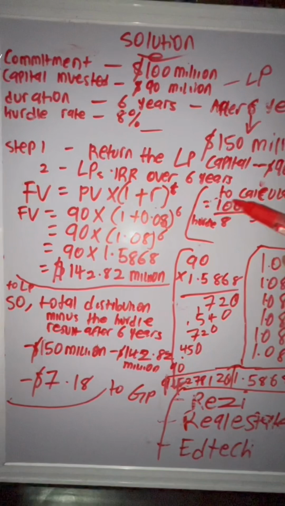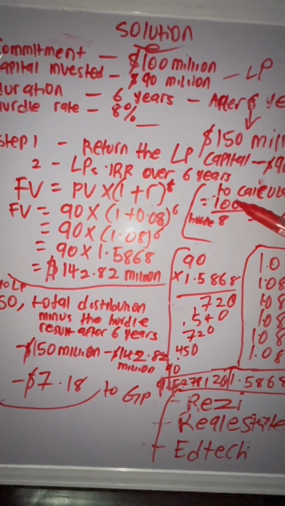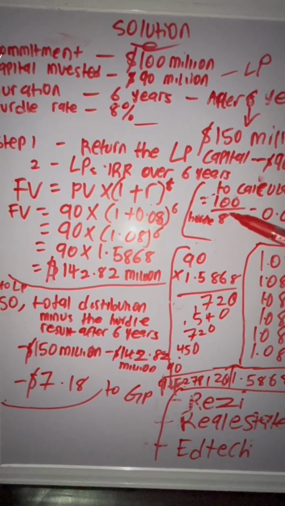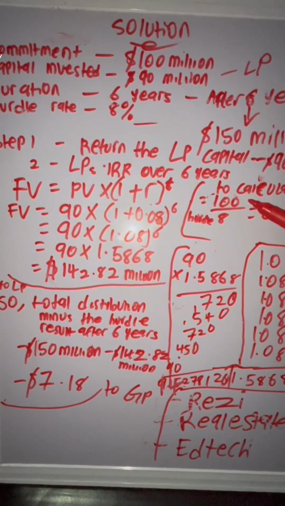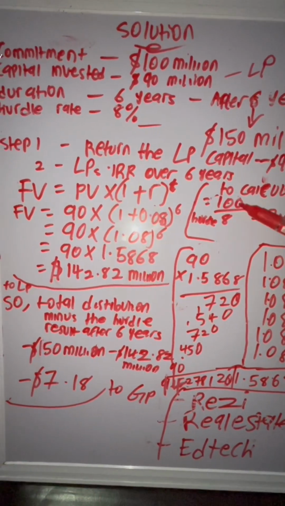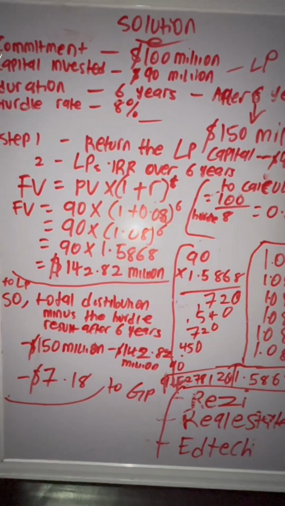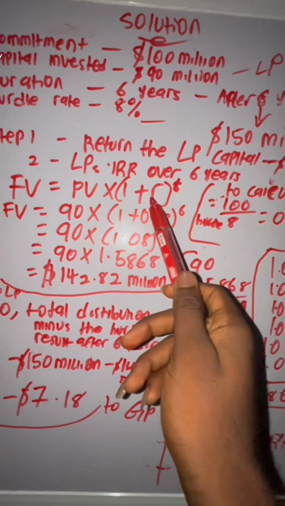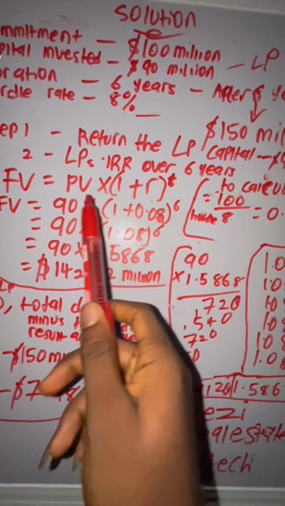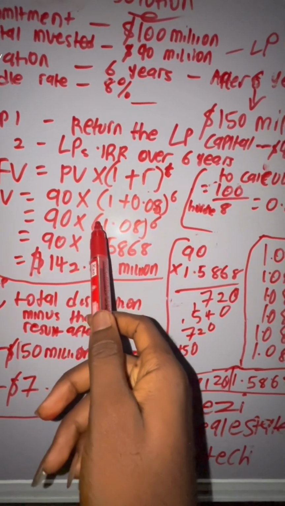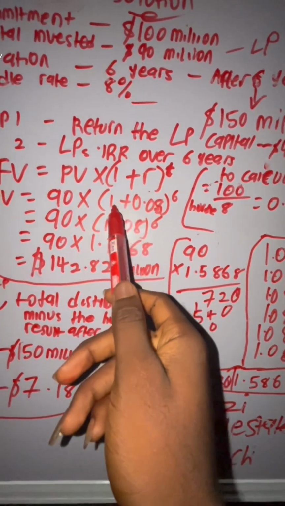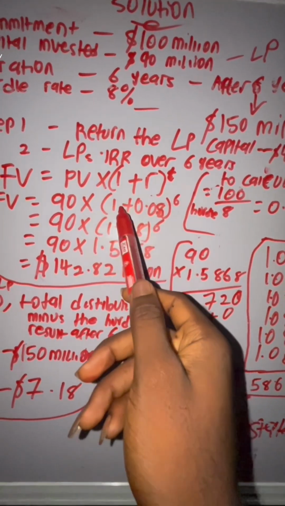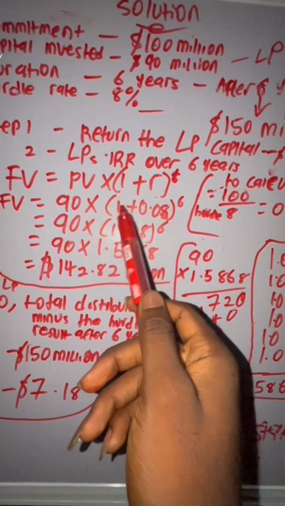So how did you get the 0.08? This is 100%. To get that, you have 8% of 100%, which is 8 divided by 100, which is 0.08. So then come out here, that's the R. The R is 0.08, which is the hurdle rate. And it's also 90 times 1 plus 0.08, which is equal to 1.08.